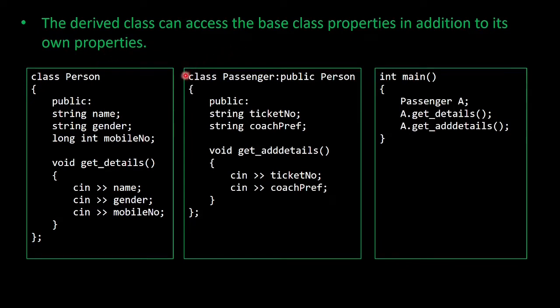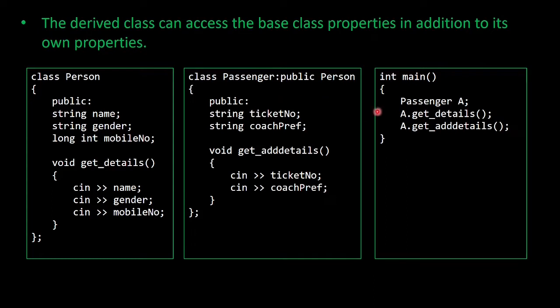So let's look at the example in detail. This is the base class person. Now I've added some definition to the void get details function, which is mainly taking the name, gender, and mobile number from the user. And in the class passenger, I've added a new function void get additional details, which is of its own, which takes the ticket number and coach preference from the user.